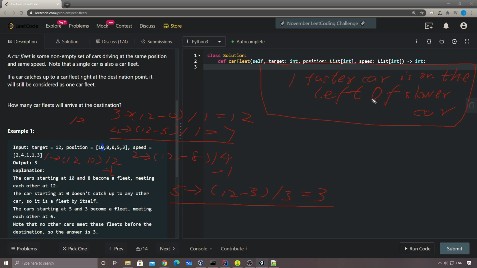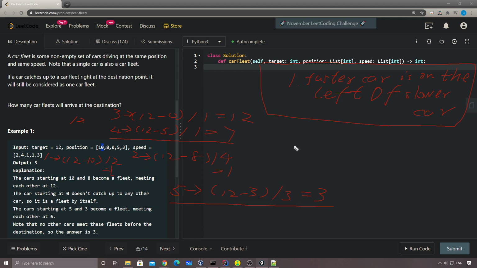So to be able to find which car is on the left and which car is on the right, the easiest way is to just do a sort. We sort by the position, and then we process from right to left.